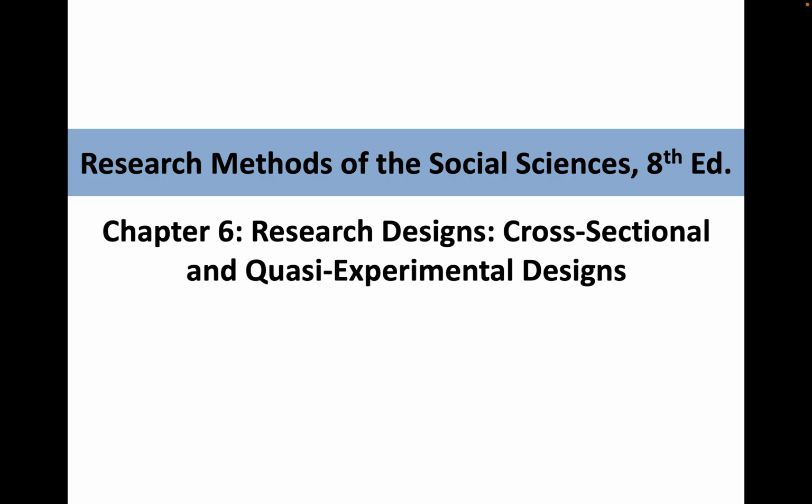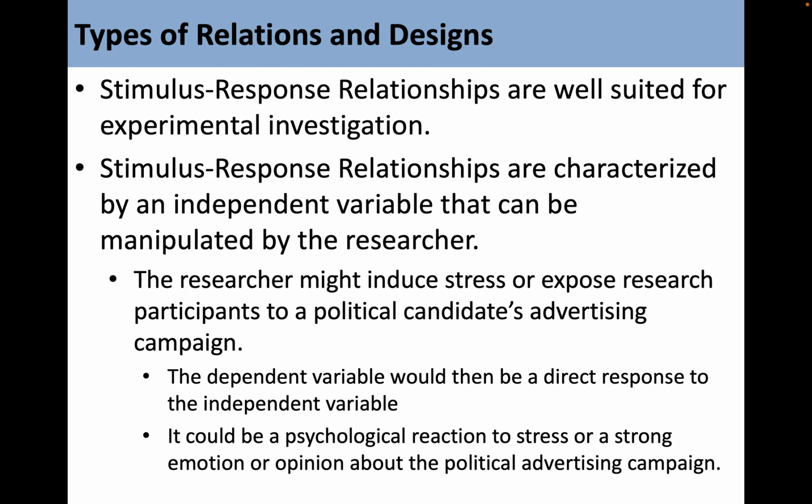However, Chapter 6 is about cross-sectional and quasi-experimental designs, and that's what we do mostly in social sciences. The last chapter was about a type of research that is rarely done in social sciences. This chapter is about research that is very frequently done in social sciences.